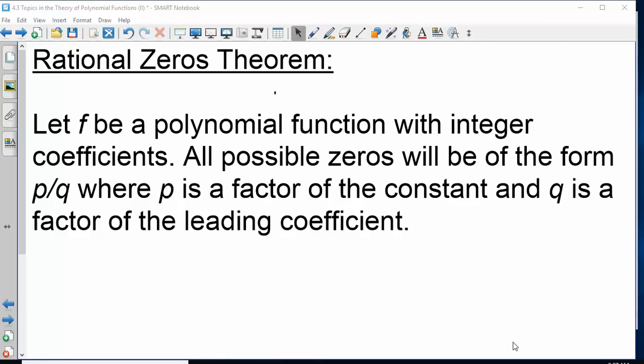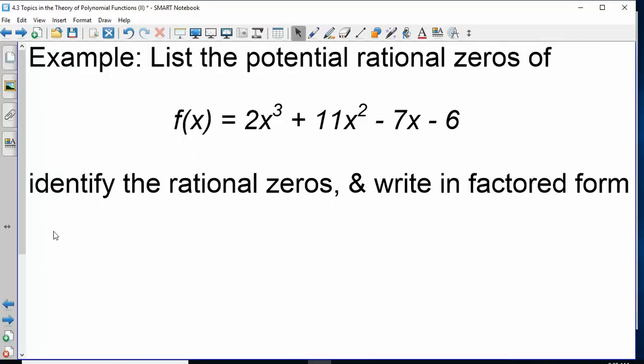All of the zeros that work are going to be of the form p over q. P is a factor of the constant. That means it divides the constant evenly. Q is a factor of the leading coefficient. So what we are going to do on our problems now is make a list of everything that could work. And then we're going to kind of use our graphing calculator to cheat a little bit and save a little bit of time and help us find one thing from our list that does work. Okay? So let's look at a problem.